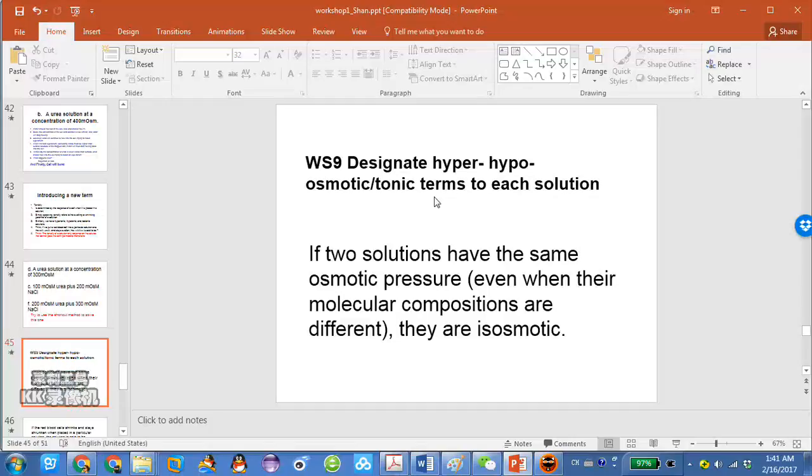volume change. If the cell swells or bursts when it's put into a certain solution, we say the outside solution is hypotonic. When a cell is put into a certain solution and it shrinks, we say the outside solution is hypertonic. And of course, when a cell stays the same, we say the outside solution is isotonic. Okay, so we'll go back to each of the scenarios and see which one is hyper, hypo, or isotonic.